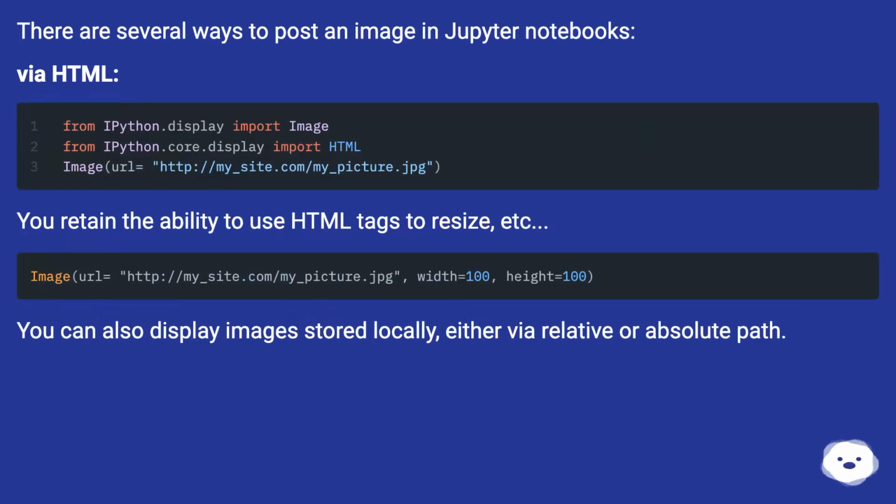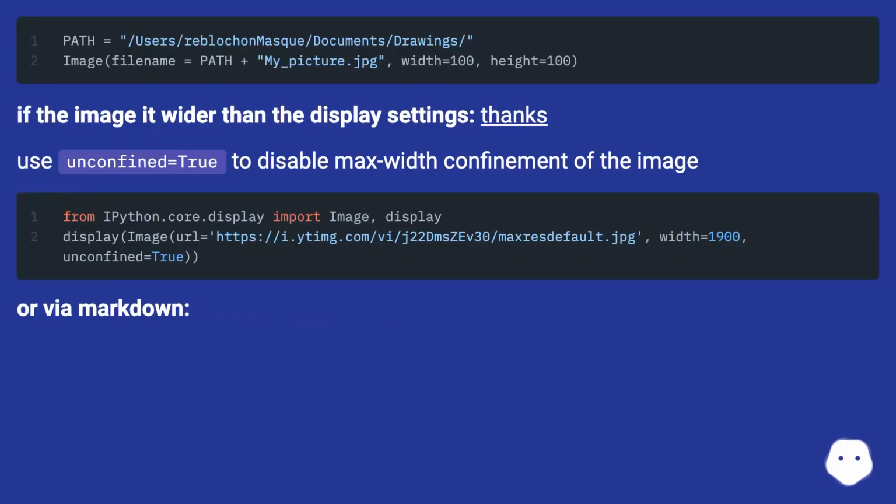There are several ways to post an image in Jupyter Notebooks. Via HTML, you retain the ability to use HTML tags to resize, etc. You can also display images stored locally, either via relative or absolute path. If the image is wider than the display settings, use unconfined=true to disable max width confinement of the image.